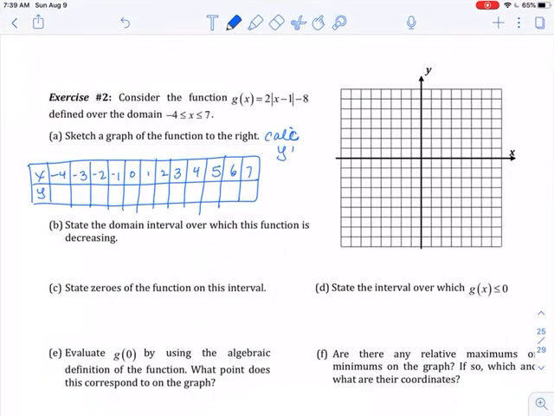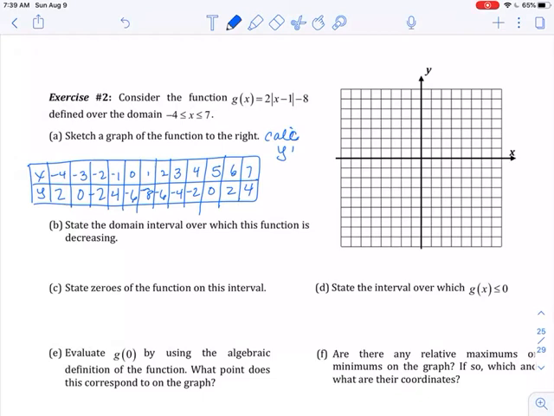So I'm going to go back to my paper. -4 was 2. -3 was 0, -2 is -2, -1 is -4, 0 was -6, 1 is -8, 2 is -6, 3 is -4, 4 is -2, 5 is 0, 6 is 2, and 7 is 4.